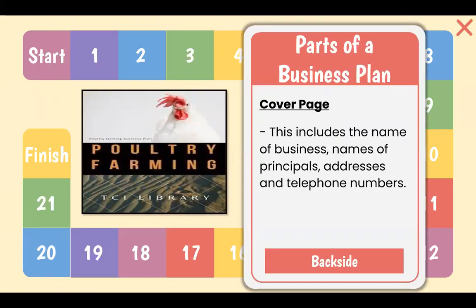Parts of a business plan. What are the parts of a good business plan? The preparation of this part should consider the SAIL aspects of plans. The following are the 10 key segments of a business plan. Number 1, cover page. This includes the name of business, names of principals, addresses, and telephone numbers.